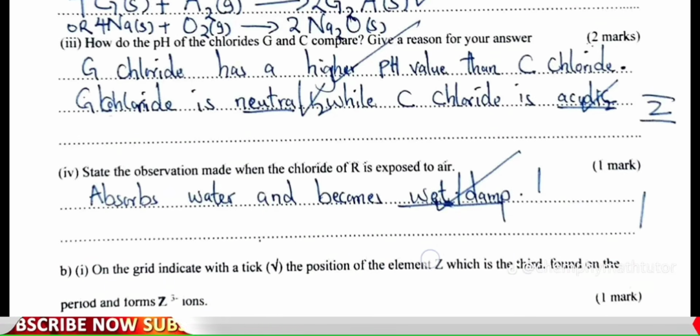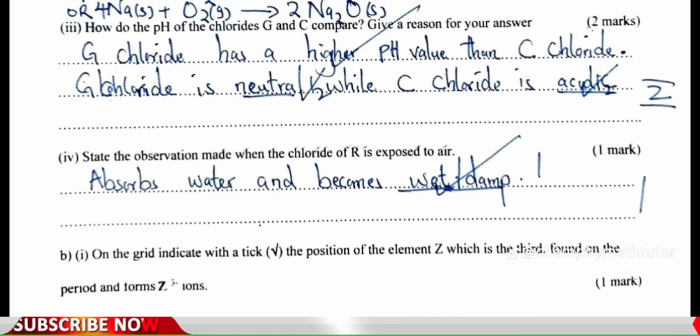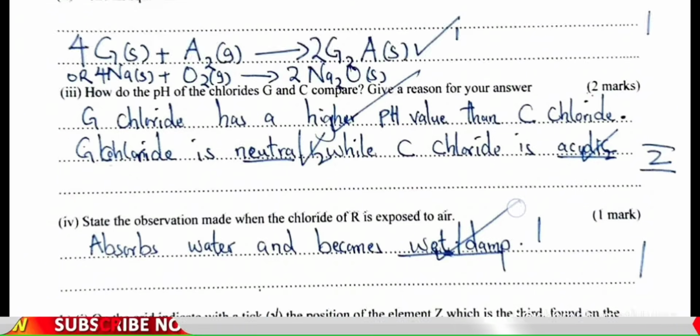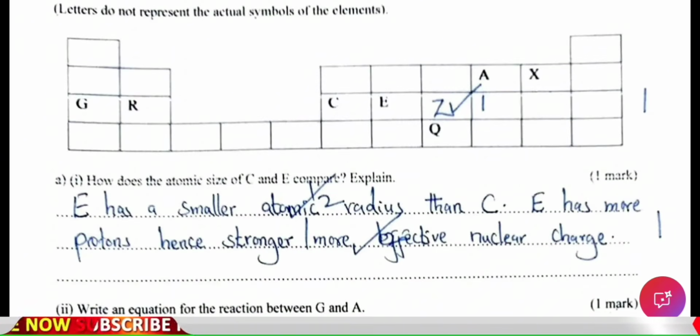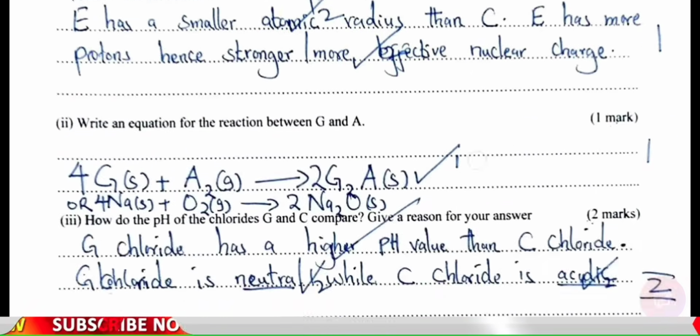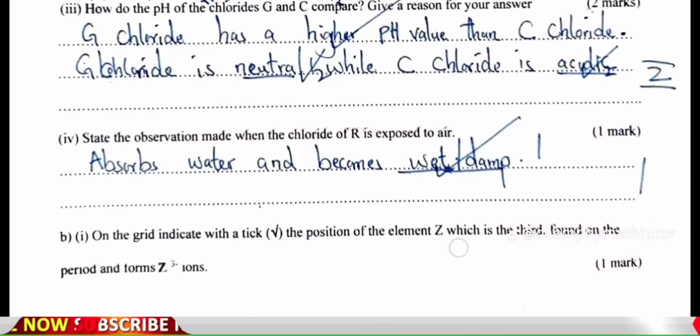Roman 4. State the observation made when the chloride R is exposed to air. Where is chloride R? Chloride R is here. What happens when it's exposed to air? It absorbs water and becomes wet or damp.